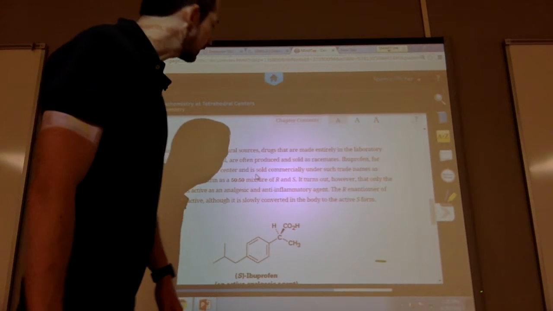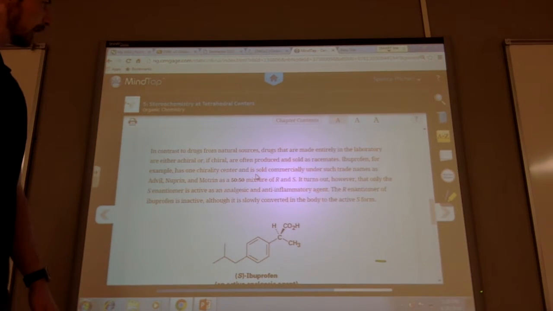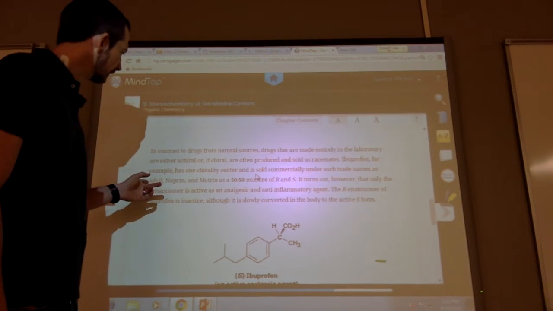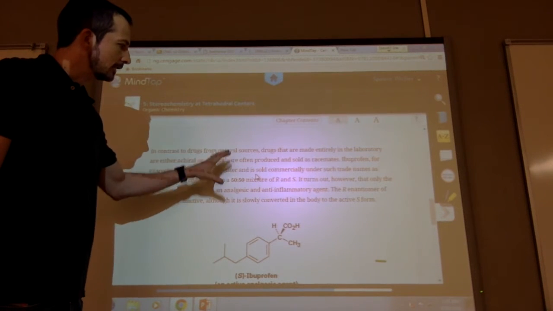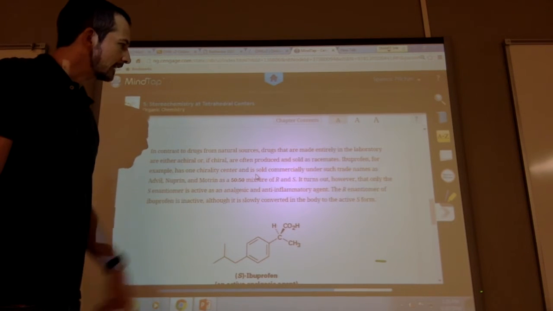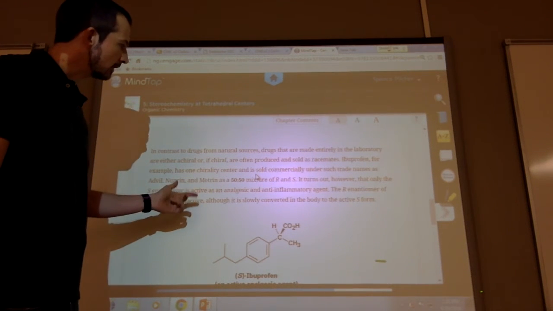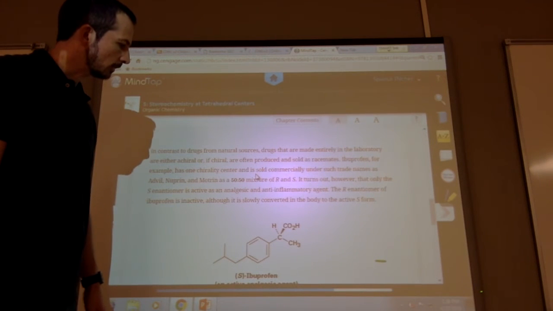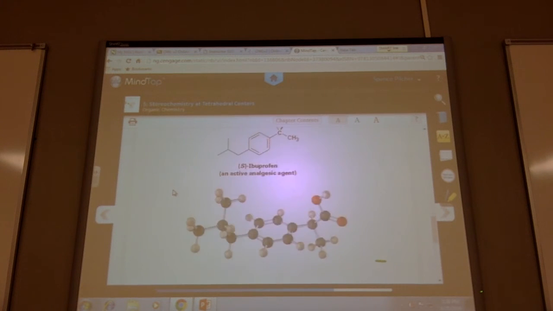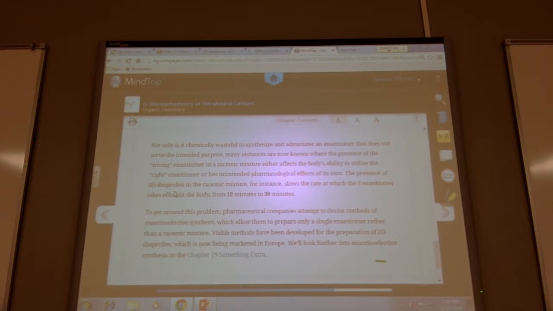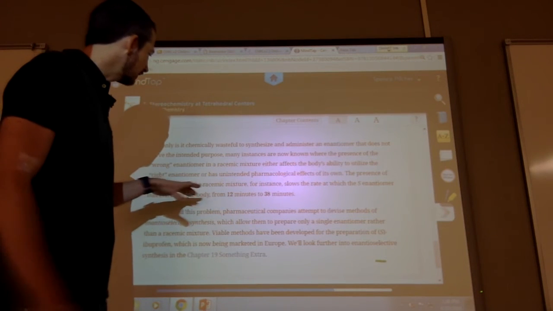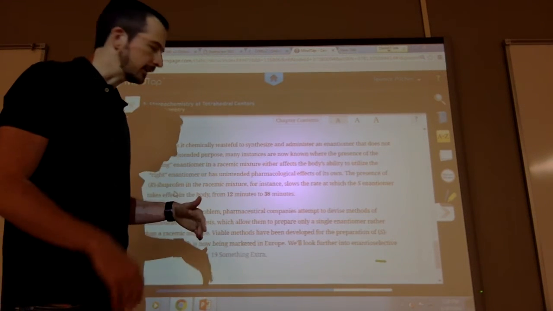Another example is ibuprofen. Ibuprofen is a chiral molecule. If you read this here, it has one chiral center. It's sold commercially under trade names as Advil, Nuprin, Motrin, and it's sold as a 50-50 mixture of R and S. It turns out, however, that only the S enantiomer is active. The R enantiomer is inactive, although it's slowly converted in your body to the active form. So only the S enantiomer is active, but it's sold as a racemic mixture, so you have both the R and S enantiomer in there.